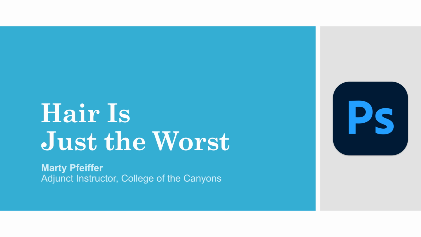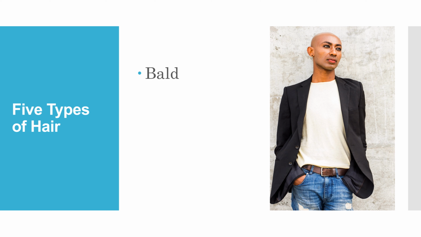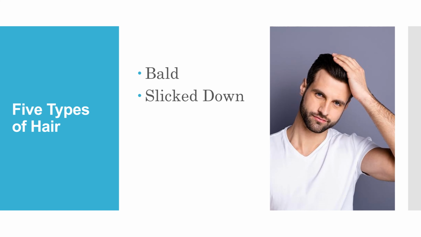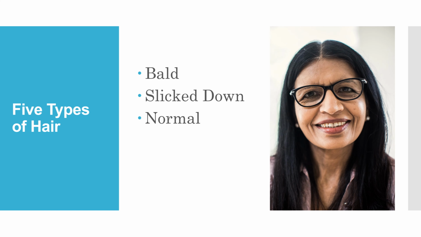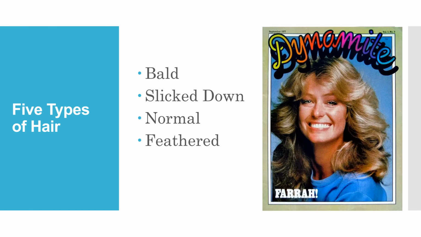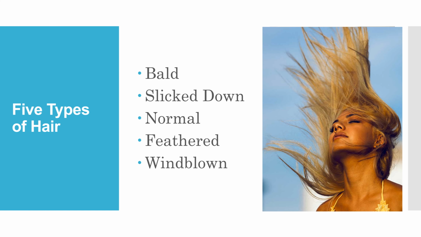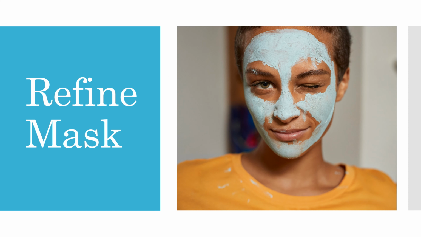Hair is just the worst. As you know, there are 5 types of hair: bald, slicked down, normal, feathered, and windblown. Only the first 2 don't present problems when making selections in Photoshop. Let's talk about a workspace that will help us manage hair. It's called Refine Mask.